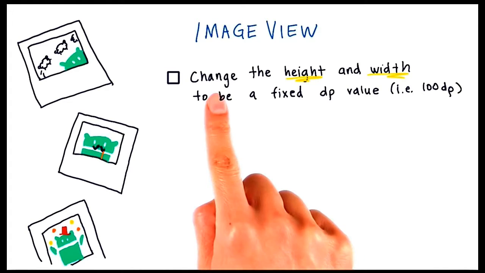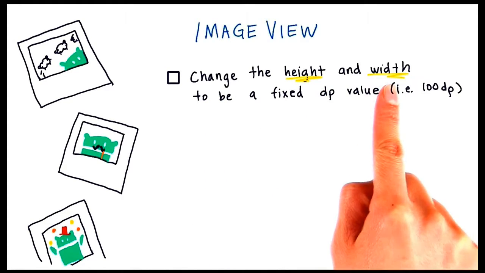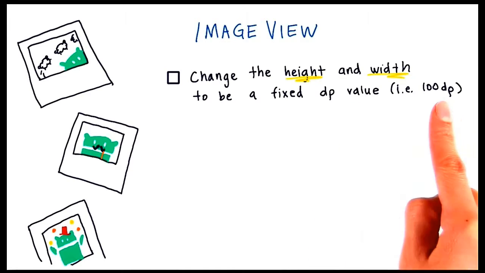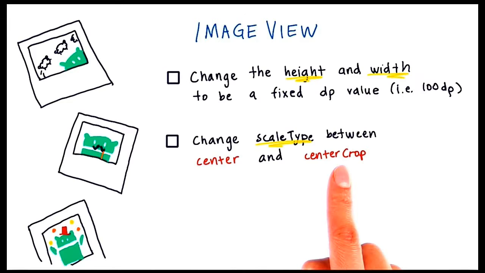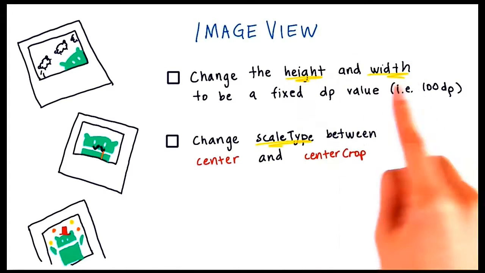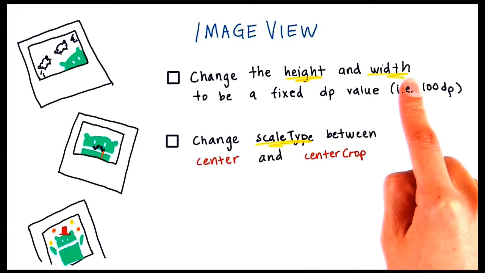Okay, now it's time for you to try. Specifically, we would love for you to be able to change the height and width of the image view to be a fixed dp value. Try something like 100dp. Then change the scale type between center and centerCrop. And you can also adjust the height and width of the image accordingly.